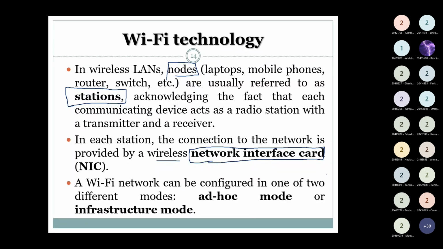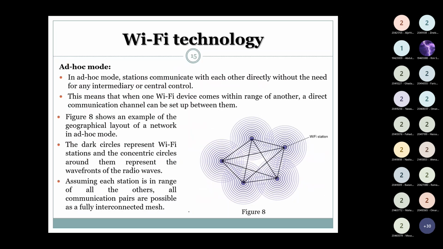So we can add this component. A Wi-Fi network can be configured in one of two modes. It can be an ad hoc mode or an infrastructure mode. Okay, let's begin with the ad hoc mode. What does ad hoc mode mean here?